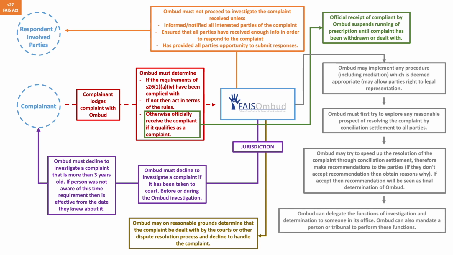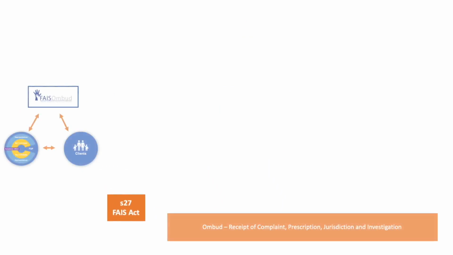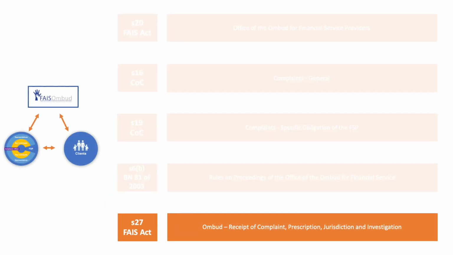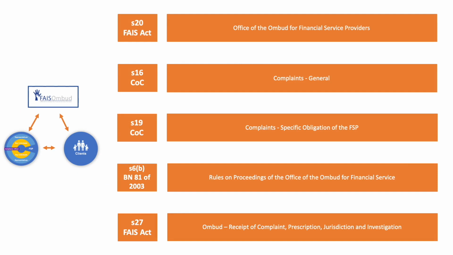The Ombud can delegate the functions of the investigation and determination to someone in its office. The Ombud can also mandate a person or tribunal to perform these functions. We have now covered how complaints are handled by the financial services industry and the relationship between the FSP, the Ombud, and the clients and/or complainants. We will go through some possible questions to see how much you have learned.